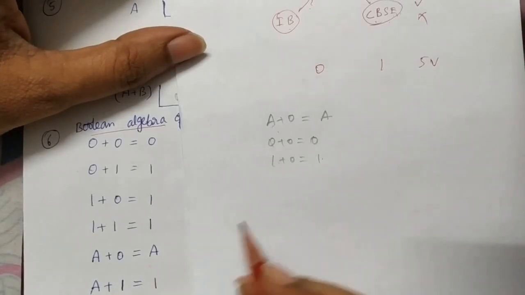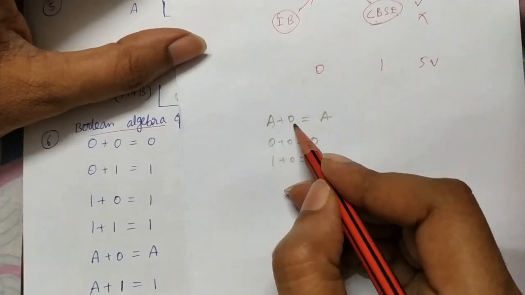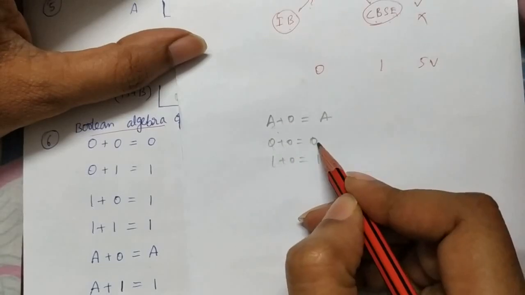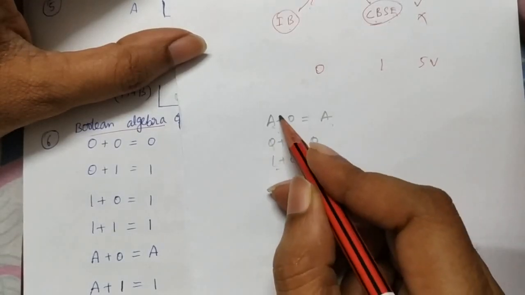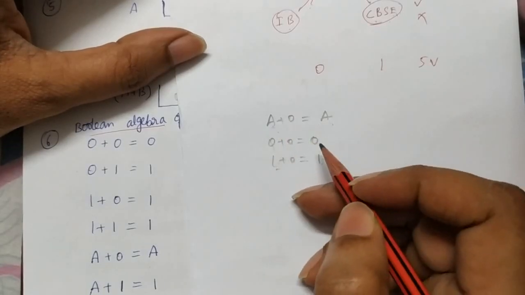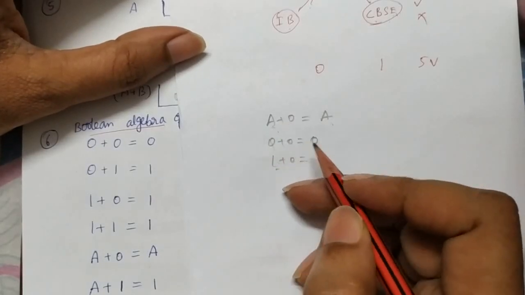A plus 0 is equal to A, because you see A plus 0, if A is 0, you get 0. If A is 1, you get 1. That's why A plus 0 is equal to A. Plus represents the OR gate here, not addition; plus means OR gate.